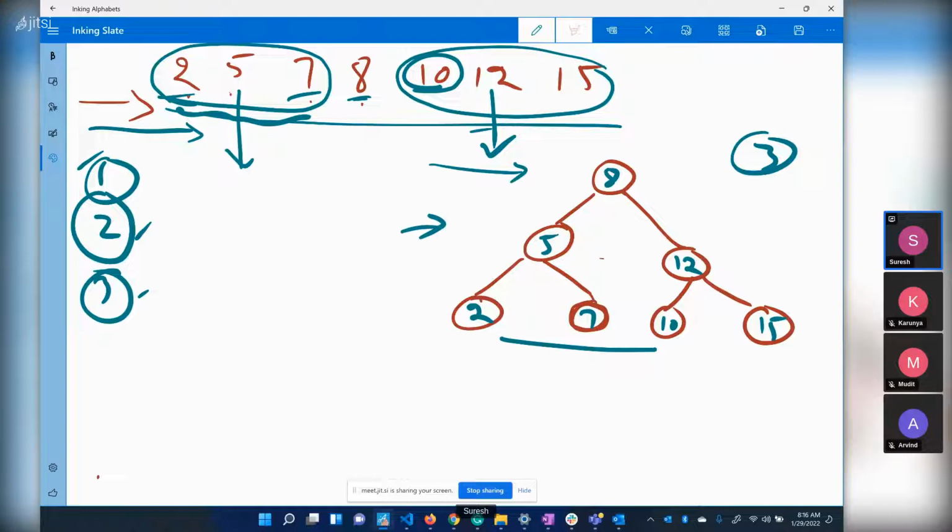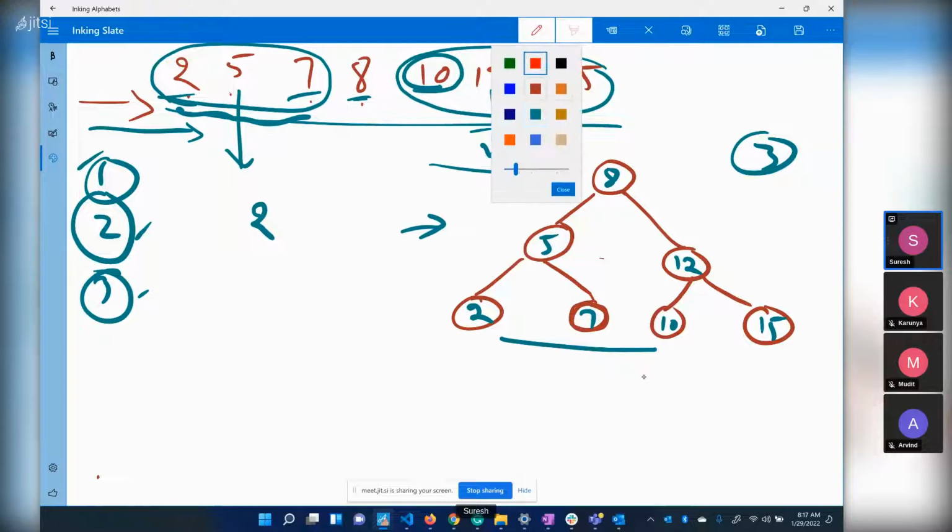It is increasingly ordered, right? 2, 5, 7, 8 and all those things. So how can we build a nice balanced binary search tree? That was the discussion we were doing. Basically you can start anywhere. You can start from root 2. If you start from 2, what will happen?